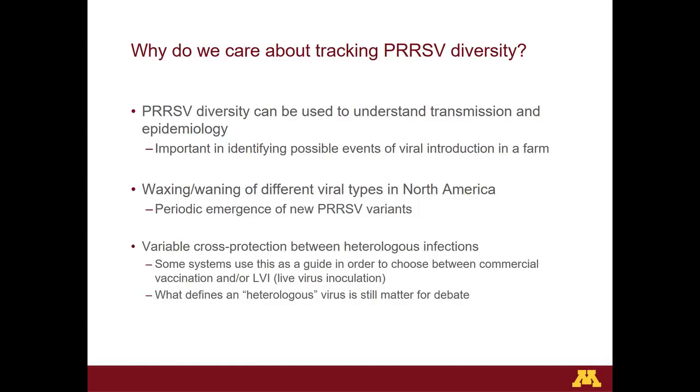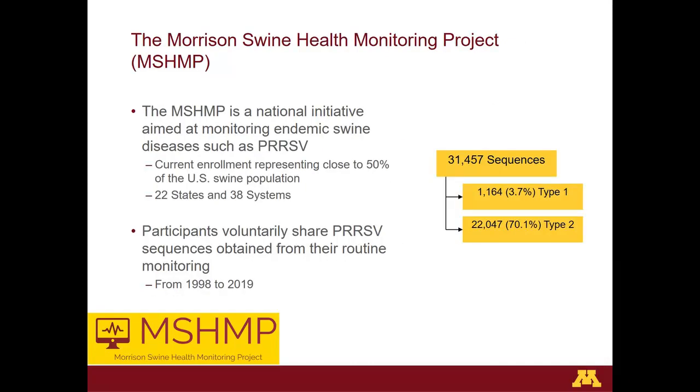But also, and I think one of the most important things, is that our current knowledge says that we do have some cross-protection between different strains of PRRS. So if the viruses are similar enough, we should have some cross-protection against infections. This information can help producers define a control and elimination program, either choosing between a commercial vaccination or live virus inoculation. But then again, what defines a similar enough virus that would confer this cross-protection is still a matter of debate, and I think Igor will get into that a little bit more later.